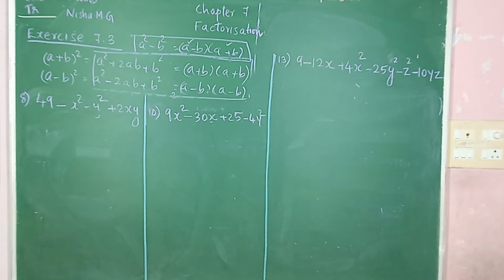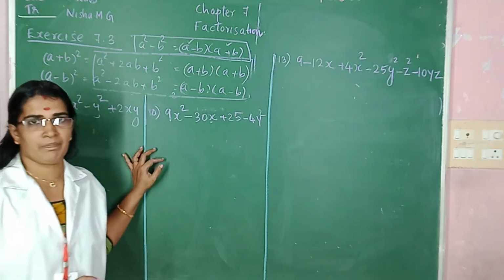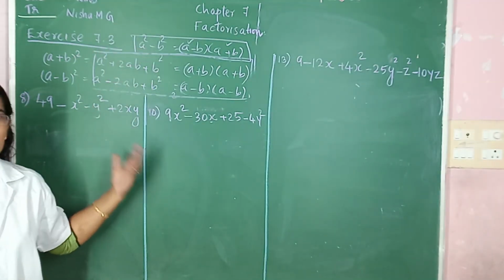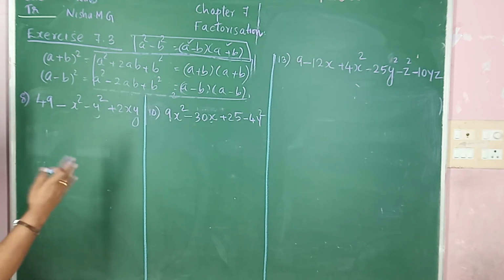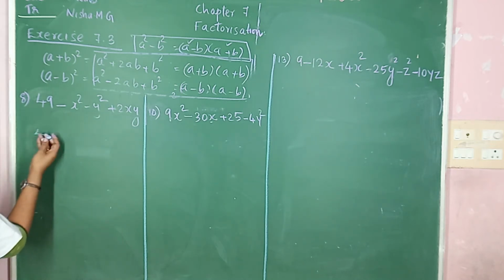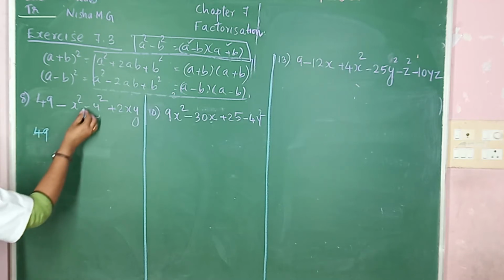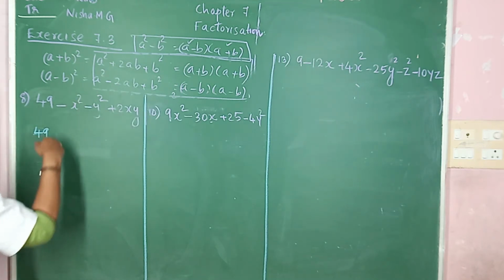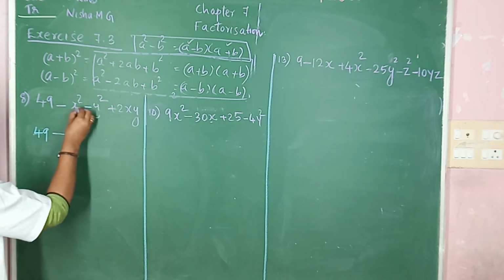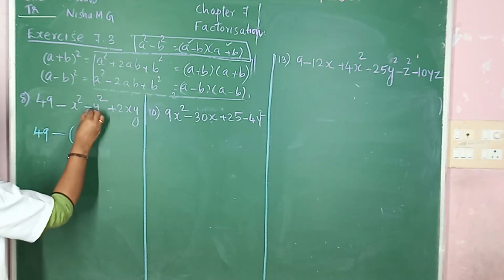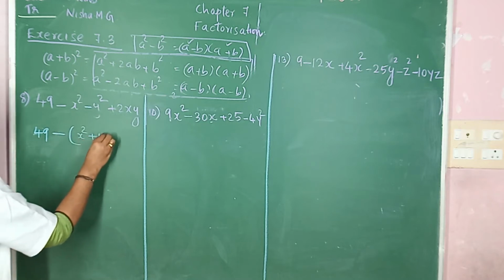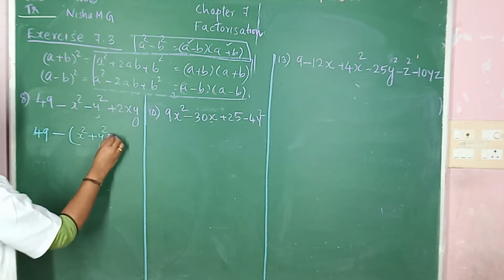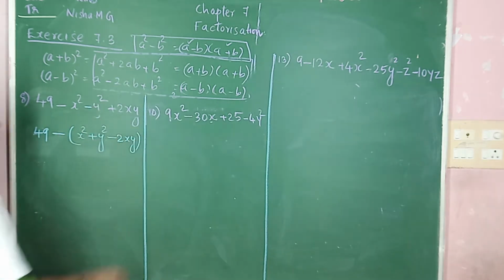Question number 8: 49 minus x square minus y square plus 2xy. Before going to the identity, we have to make some changes. So, let us study how we can make changes. 49, no change. First of all, take the negative sign out of these 3 terms. Minus x square, with the minus taken out, changes to x square. From minus y square, the minus taken out changes to positive y square. Here it is positive, and we have taken one minus outside, so what remains here is negative 2xy. I hope it is clear for you.